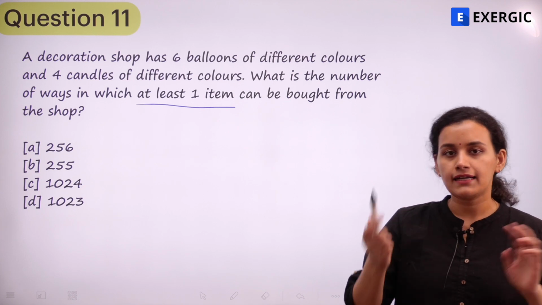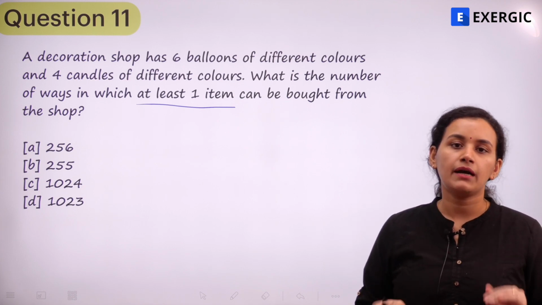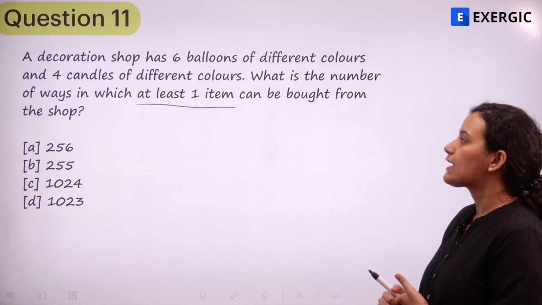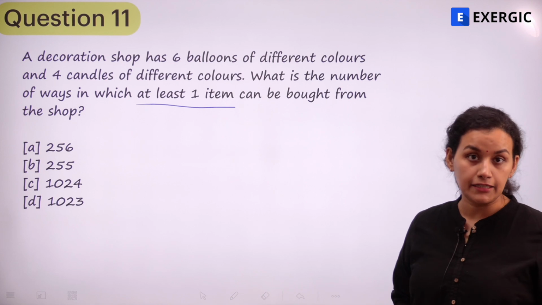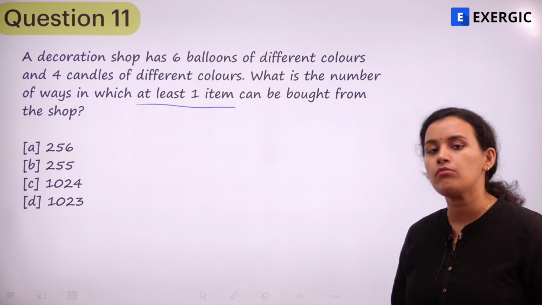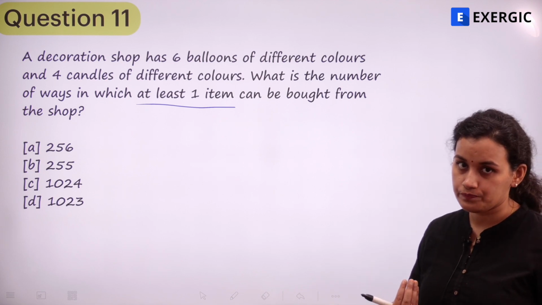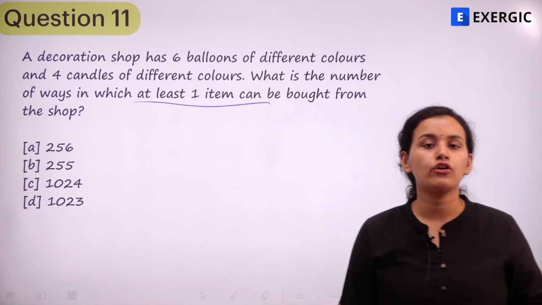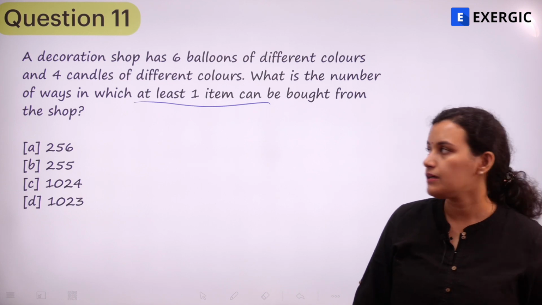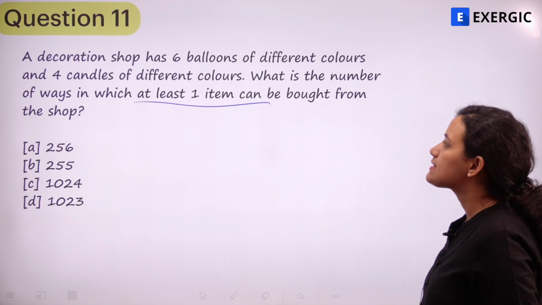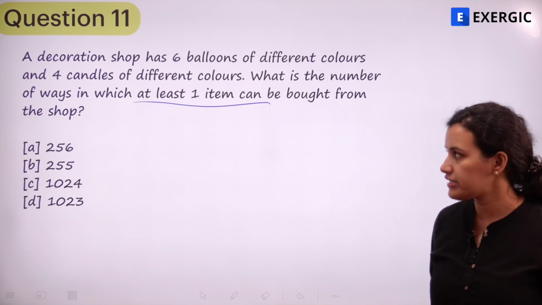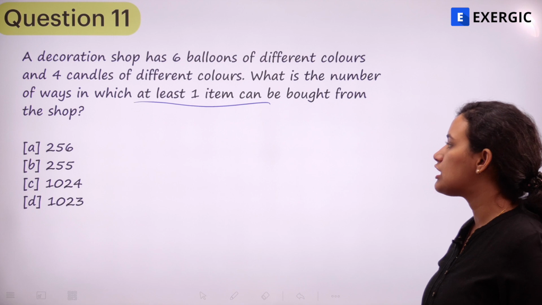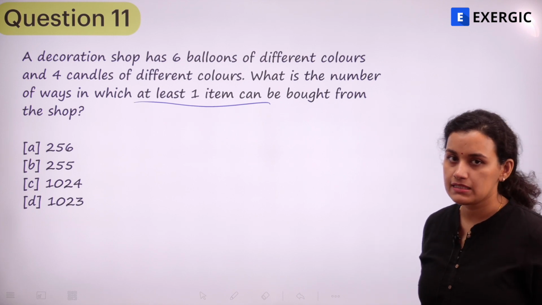So not only the candles are also distinct in this case, but the question is also changed. The question is saying, in how many ways can we select at least one item? Item means it can be balloon, it can be candle also. Okay, so what is it going to be? So how are we going to solve this question? Think about it. So we have got 6 balloons which are distinct and 4 candles which are distinct, and I want to find out the number of ways in which at least one item can be selected, right?